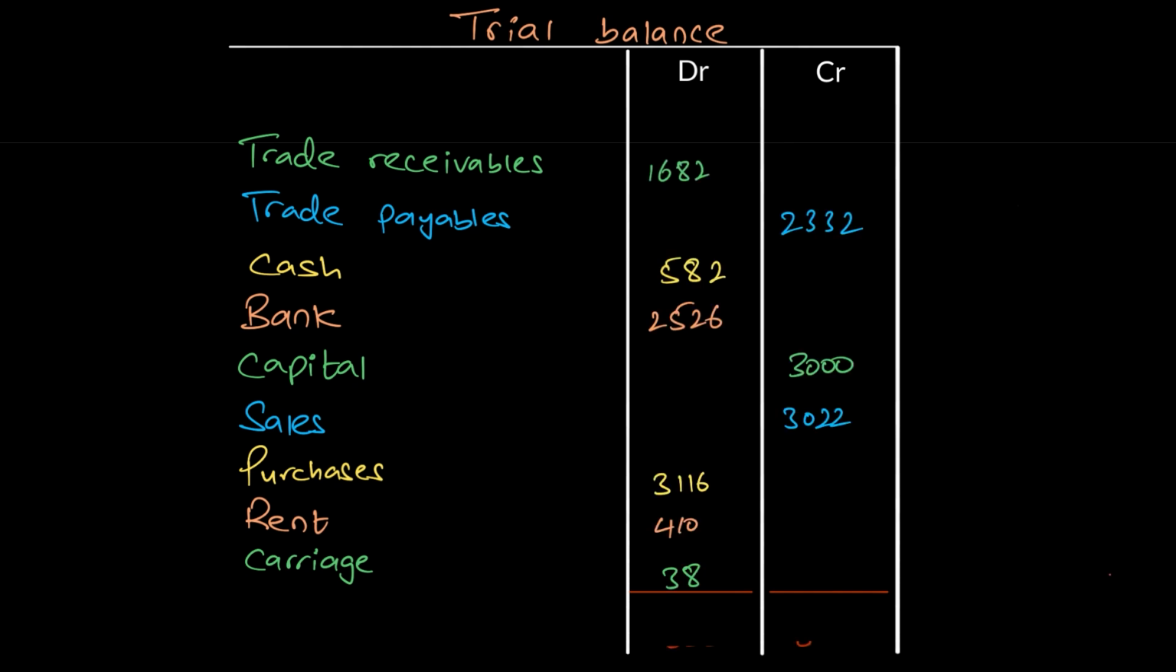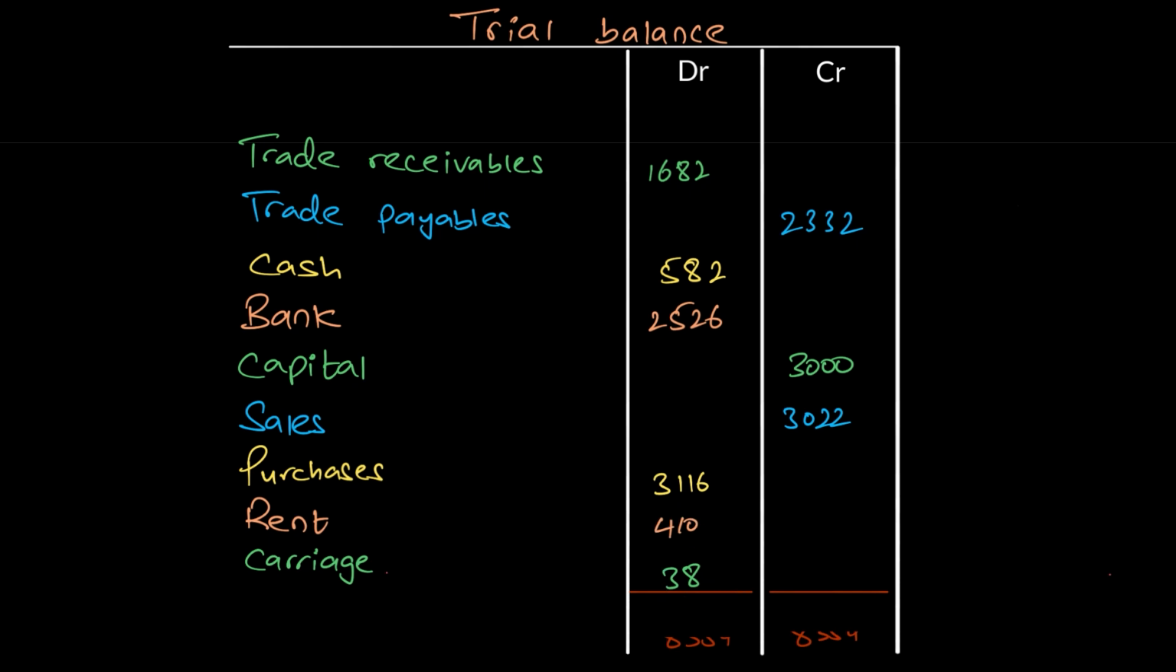Okay, so now I've written down the balances. Trade receivable 1682, I've written that in the debit column. Trade payables, which is a liability, I've written down its balance in the credit column. Cash, you guys can see I've written that in the debit column. Bank is also an asset, by the way. If there's a bank overdraft, then this should come on the credit side of the trial balance. Capital is credit in nature. So is sales, which is an income that increases your capital. That's also on the credit side. Purchases, you guys can find that in the debit column. Rent and carriage expenses in the debit column as well.